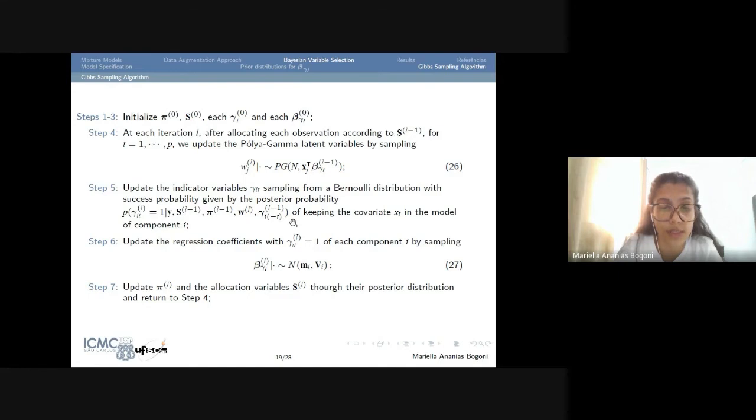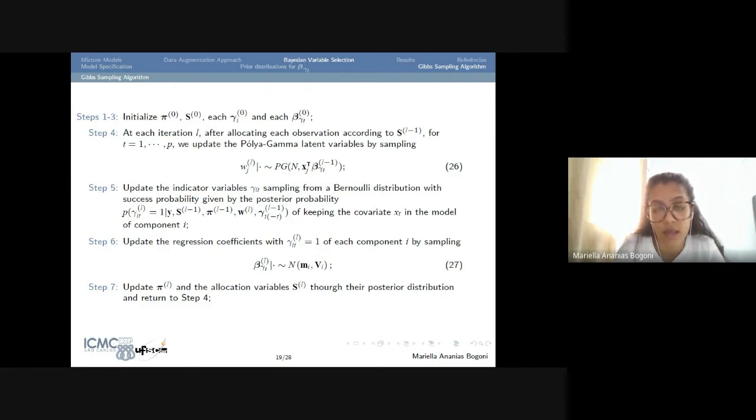That is the posterior distribution of keeping the covariate xt in the model. And once we have the indicator variables, we can update the vector beta gamma I, which is the vector that contains the regression coefficients with indicator equal to 1, and the other ones we assign as 0. And to update the vector pi and the vector s, we use their posterior distribution seen in the previous slide.